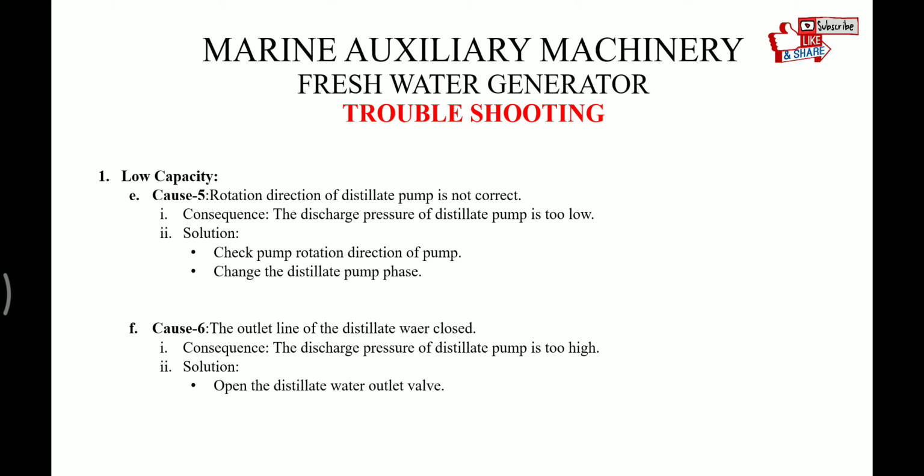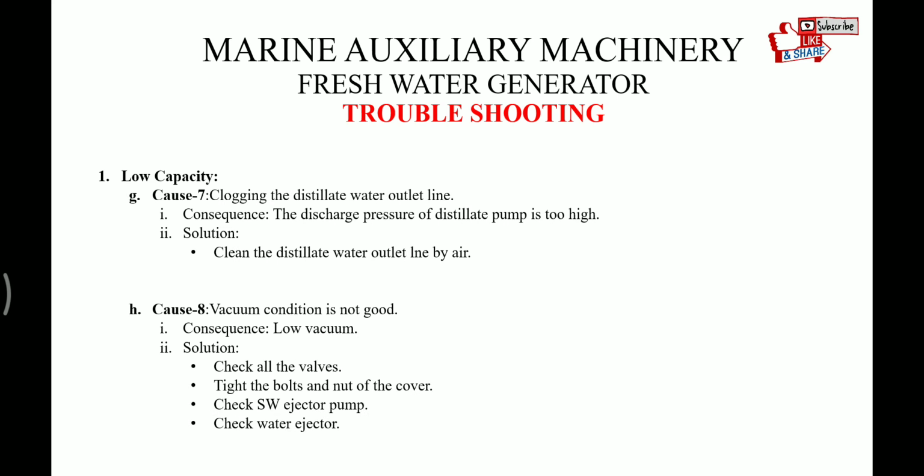Now sixth cause for low capacity is the outlet line of the distillate water closed. Consequence: discharge pressure of the distillate pump will be too high, and the solution is open the discharge water outlet valve.